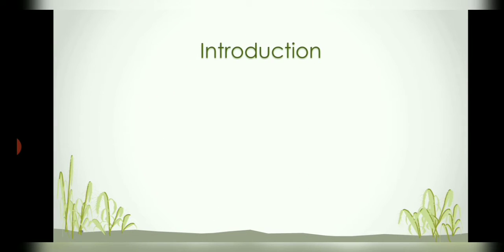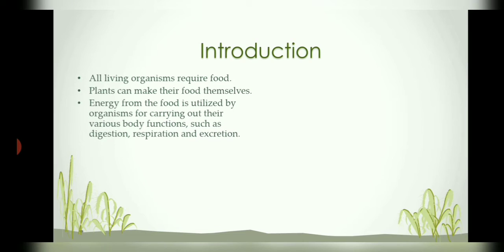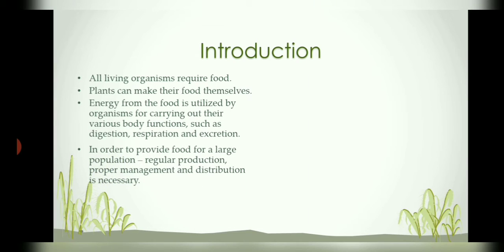So first topic, introduction. All organisms require food. Plants can make their food themselves. Energy from the food is utilized by organisms for carrying out their various body functions such as digestion, respiration, and excretion. In order to provide food for a large-scale population, regular production, proper management, and distribution is necessary.